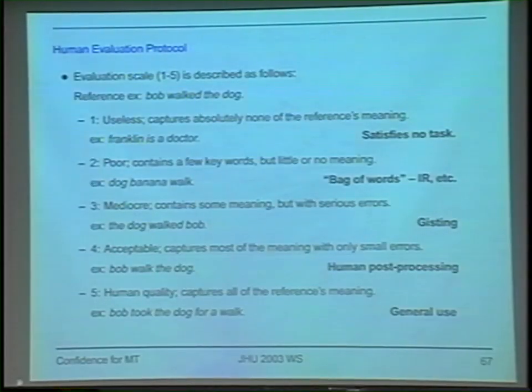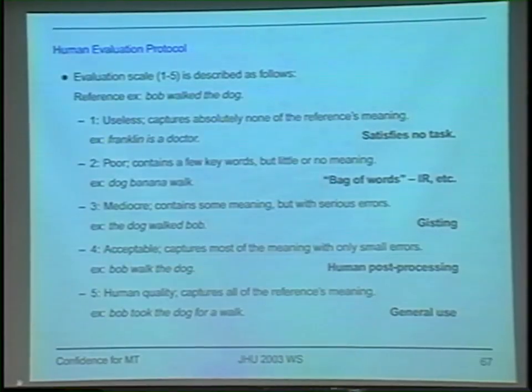A 4 is considered pretty acceptable, captures most of the meaning. "Bob walked the dog": there's a slight grammatical problem, but all of the basic information is there. At this point, you could ask a human to post-edit this and get good output. And finally, 5 is perfect. The example, of course, is tailored to show you that it doesn't have to be identical to the reference to be perfect.